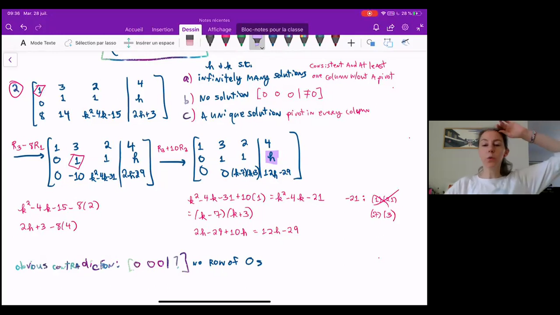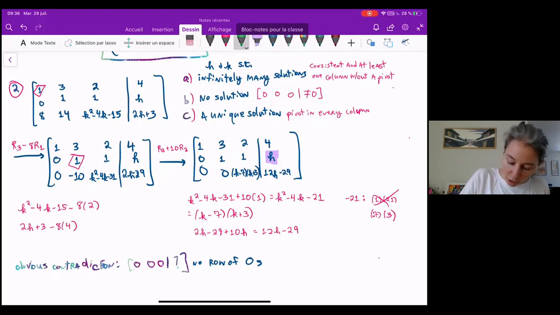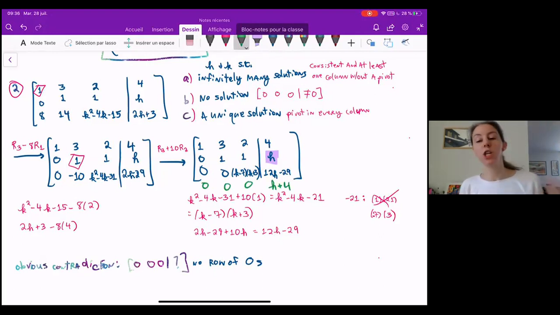So Daniel, what I mean by obvious contradiction would be if I had an extra row here that was like 0, 0, 0, h plus 4. Well, the obvious contradiction would be when h equals negative 4. So we still are going to care about the other things in the case when h does not equal negative 4. Does that answer your question?